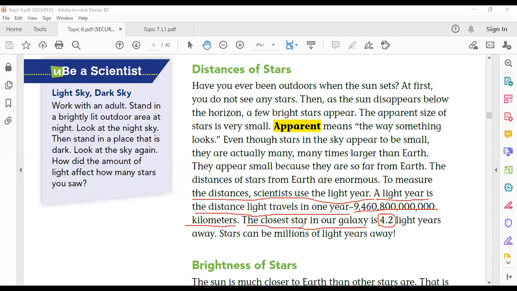Look, the closest star in our galaxy is 4.2 light years. That means you have to multiply 4.2 by this number to find the distance in kilometers. Again, if you want to find the distance of the closest star to us in kilometers, you should multiply this number 4.2 by this number, which is a very, very huge distance.